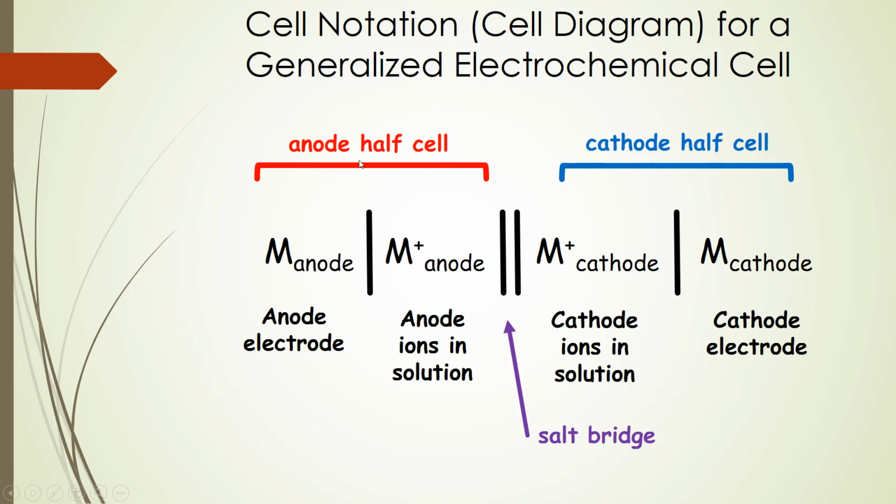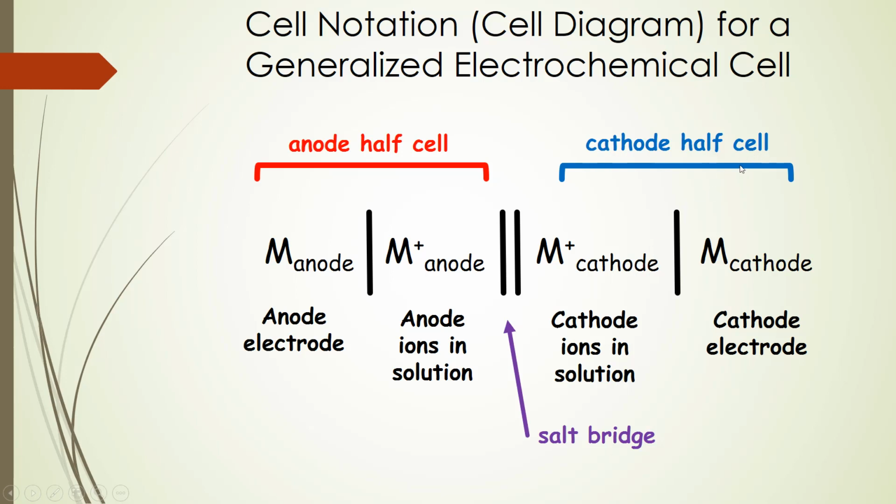On the left side, you're going to have the anode half cell. And so the electrode is always going to be on the outermost position. And phases are going to be separated by a line or a bar. And then we're going to have the metal ions in solution. And all of that is the anode. So basically, another way to think about this is the anode half reaction. This is the half reaction with the lower standard reduction potential.